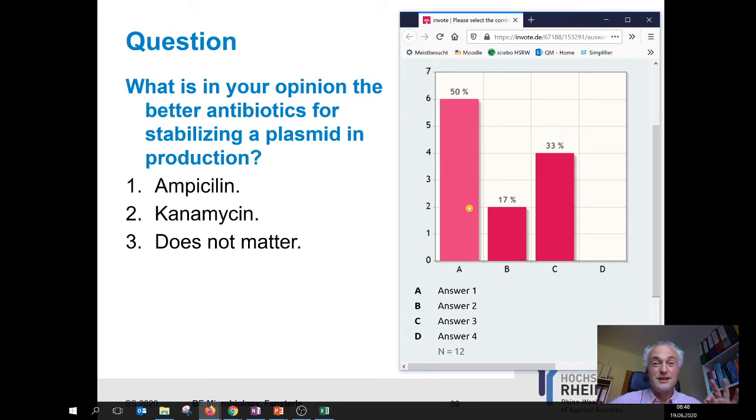And I really want you to take that seriously, because this can be a reason why your productivity is so low. You have a clone which is very highly producing, but then you go to your culture at large scale and your productivity drops down. Change to another plasmid with a better stabilization, and change to a better antibiotic selection if you don't integrate it. So that's a very important point here.